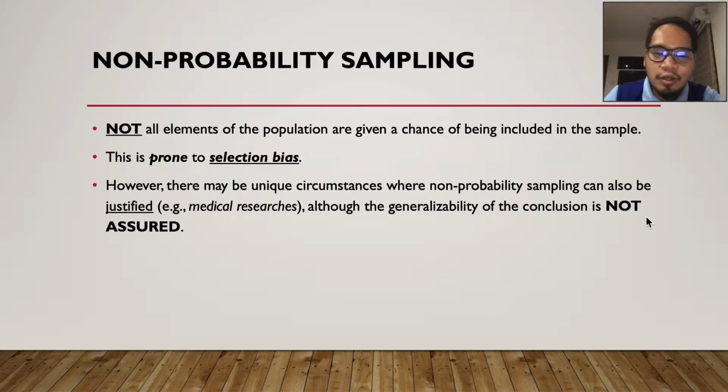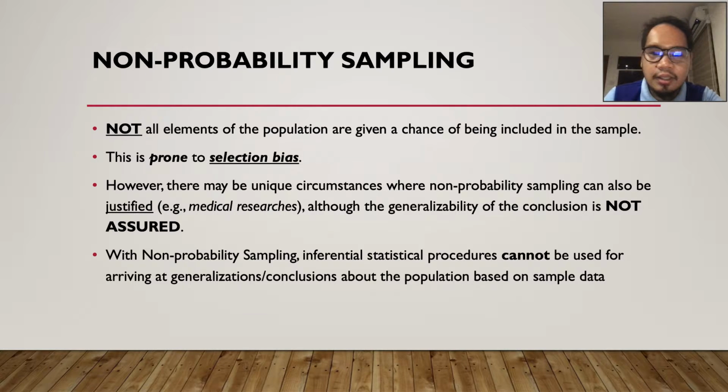So if you want your assurance of generalization, go to probability sampling, because with non-probability sampling, your generalization is not guaranteed. So, if you are using non-probability sampling, inferential statistics, everyone, cannot be used here. Although there are some papers that, even if it is non-probability sampling, still have inferential statistics, we want to put a halt to those kinds of practices because they're basically wrong.